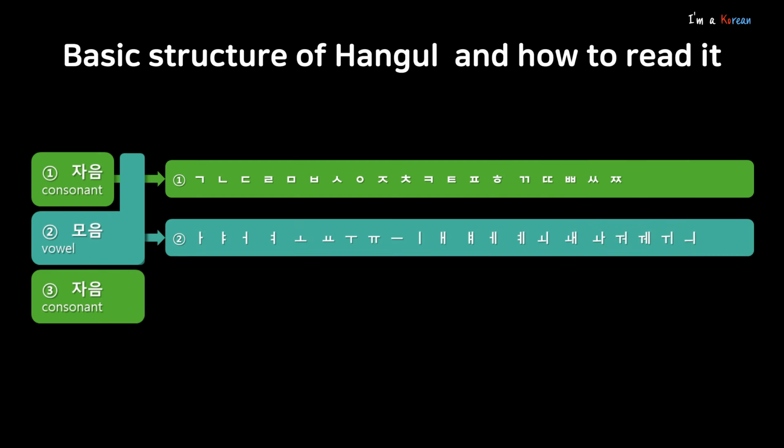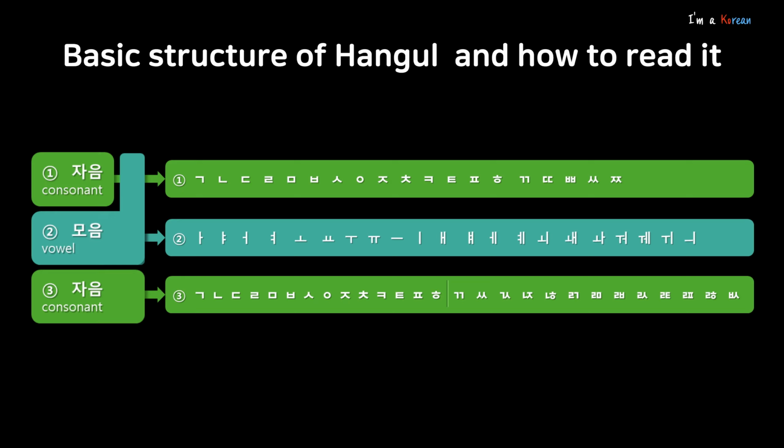The vowels that can be used in the second position are as follows. Vowels can be attached to the right or below the consonants, and sometimes they can be used attached to both the right and below at the same time. Additionally, there are diphthongs that are added beyond the basic vowels. The consonants that appear in the last position of number 3 are referred to as botchim. Botchim can be used or omitted, and there are also double botchim that can occur.